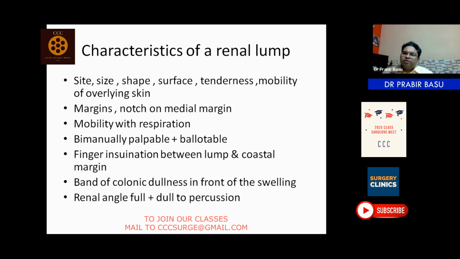Palpability is one of the typical characteristics of a renal mass. In ballotability, you are not bimanually palpating. The upper hand is basically just resting on the skin, and with the posterior hand you push it upwards, so it is ballotable. So it's bimanually palpable and ballotable, which suggests that you're thinking about a renal lump. Now, the renal angle, all this dull percussion, you know better than me.